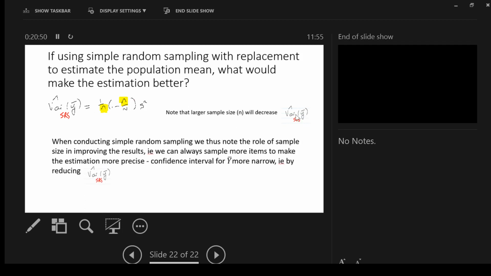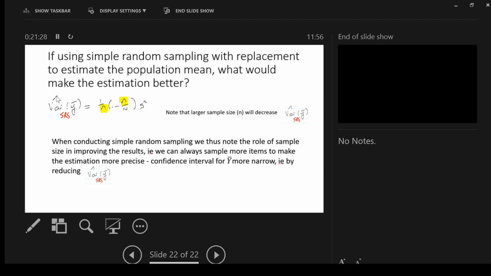So when you're conducting simple random sampling, you must note the role of the sample size. Always a bigger sample size, chosen without cheating, giving everybody an equal chance, because simple random sampling will make your variance smaller. Smaller variance means a shorter confidence interval, because it's y bar plus or minus twice the square root of the variance of y bar. So you can make it small. If your S squared is big, it's fine, as long as S squared is an estimate of the population variance.